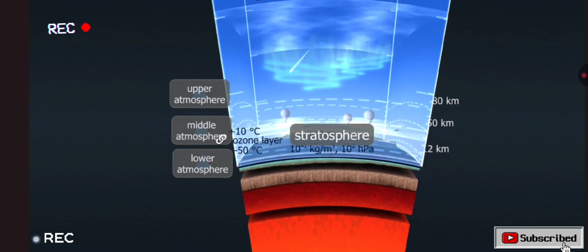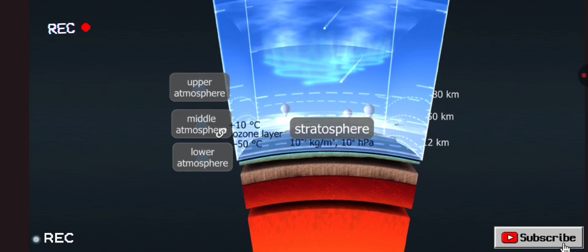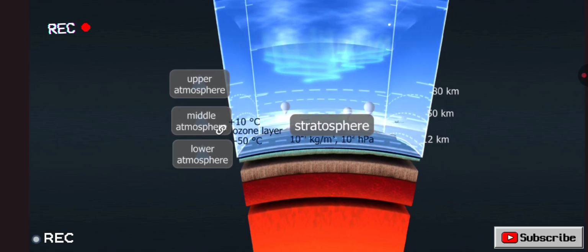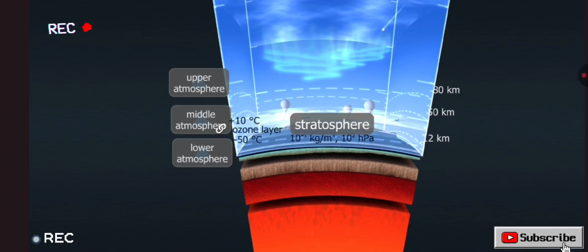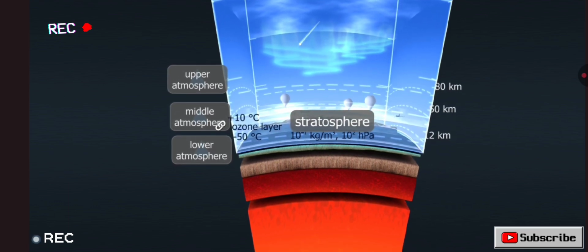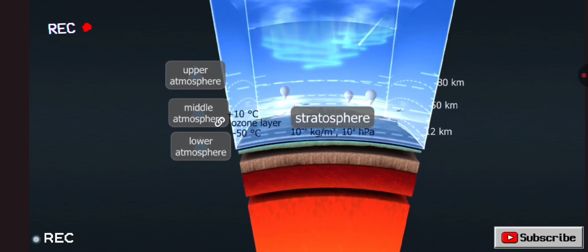The next layer is the stratosphere. Here the temperature rises with altitude because of the ozone layer. The ozone layer absorbs energy. Consequently, its temperature rises. The temperature at the lower boundary of the stratosphere is around 56 degrees below 0 Celsius.